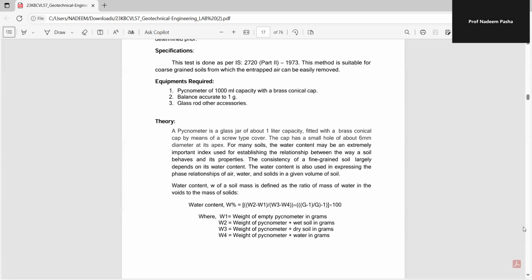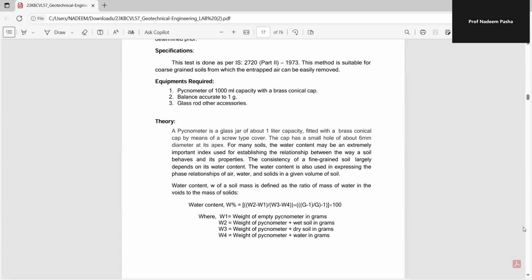What are the equipments required? Pycnometer of 1000 ml capacity with a brass conical cap, balance accurate to 1 gram, glass rod and other accessories. Theory: a pycnometer is a glass jar of about 1 liter capacity fitted with a brass conical cap by means of a screw type cover. The cap has a small hole of about 6 mm diameter at its apex.